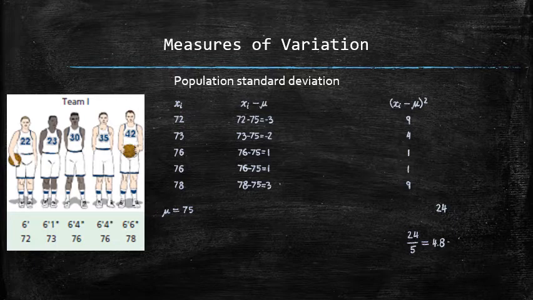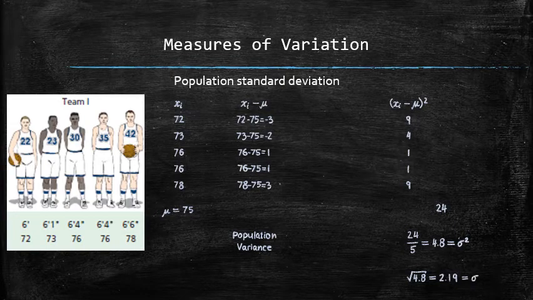This measure is labeled with Greek letters sigma square and is called the population variance, and is very significant in theory. However, from the practical point of view, we can make it better. Next, we take the square root and obtain 2.19. This measure is labeled with Greek letter sigma and is called the population standard deviation. And its advantage is that it has the same units as the original data, in this case inches, and therefore can be used as a measuring stick.